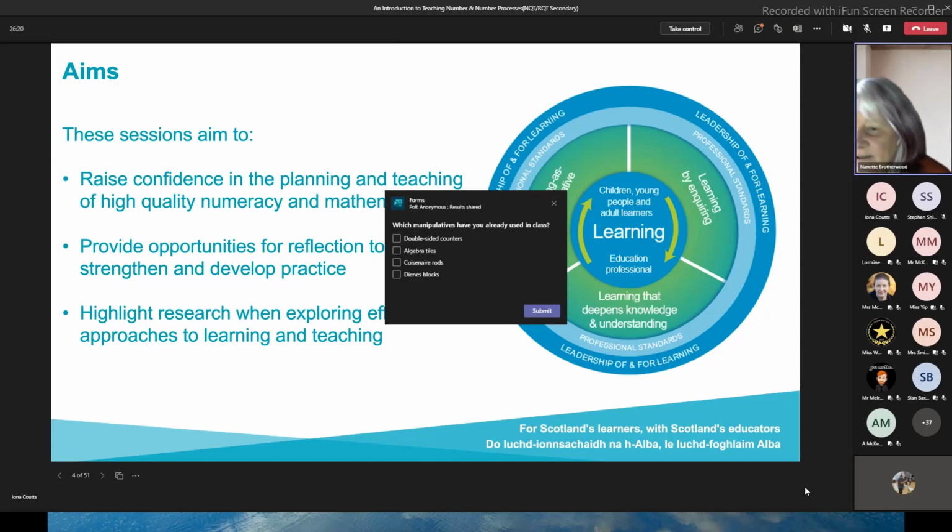Yeah, and some of you may not have had the actual concrete materials, but you may have used a digital version. And if you've used digital double-sided counters or digital algebra tiles, please feel free to click on the fact that you've used them with a class. MathSpot is an excellent source of digital manipulatives. I think we mentioned that in session 1, and we will refer to it quite frequently through the sessions.